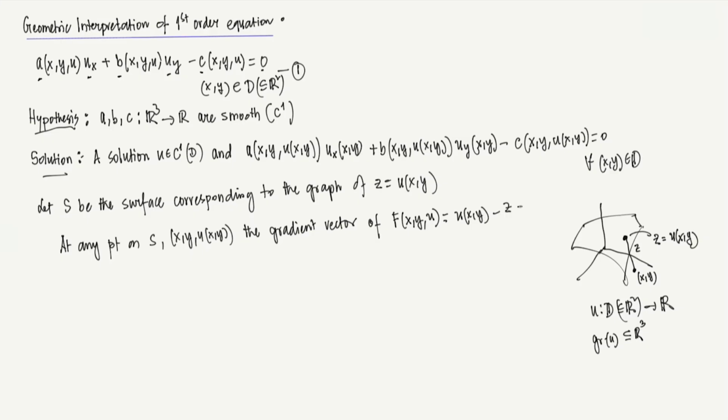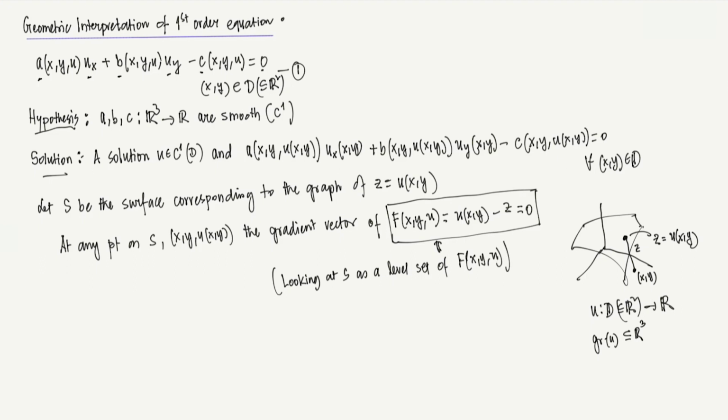So essentially, what we are doing is this. You have a solution u, and if we want to draw the graph of that function, that will lie in R3. That is a surface, and that is nothing but the level set of the function capital F. So we are looking at S as a level set of the big function capital F(x, y, u), corresponding to the height 0. Clear? So the gradient vector of this capital F is given by, okay, what is the gradient vector?